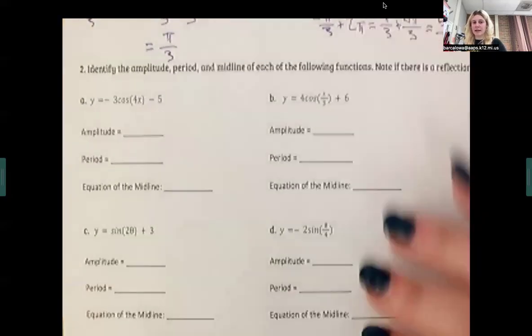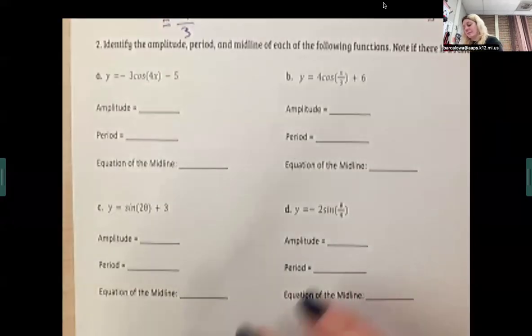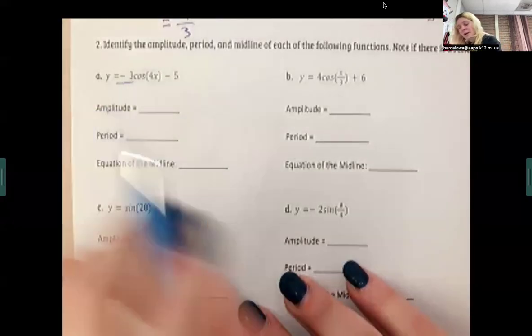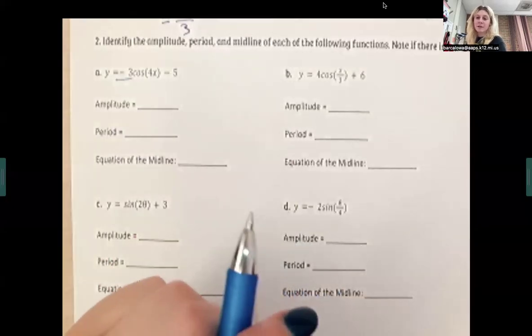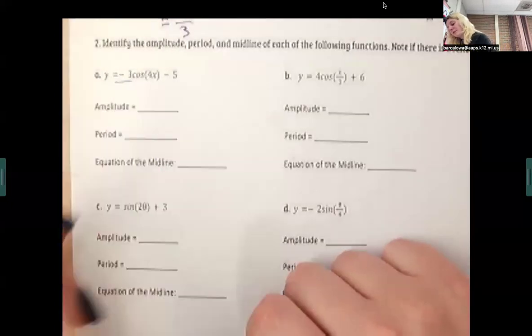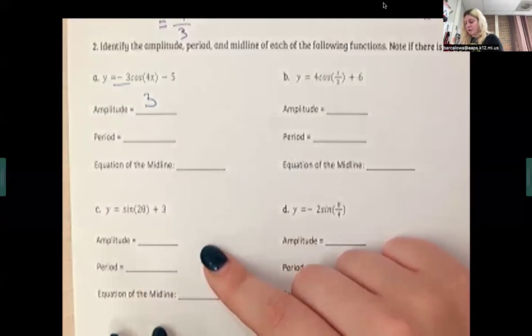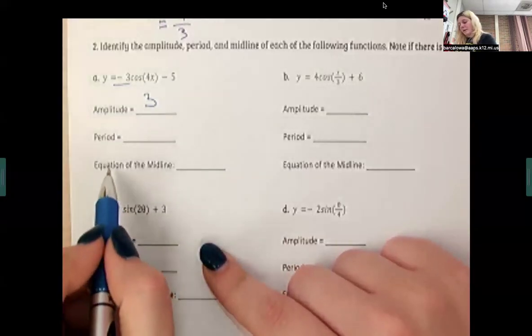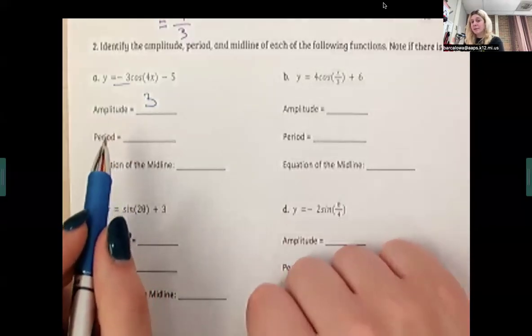Note if there is a reflection, okay? So let's do amplitude, period, and midline, and also draw a little sketch, okay? So amplitude. Amplitude comes from this number in the front, but it is always positive. Your amplitude is a distance, okay? I would never say I drove -10 miles, okay? Distance. So amplitude is 3. Distance from midline to top. That's our amplitude.